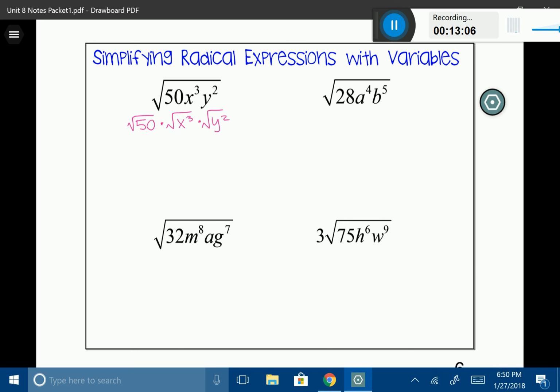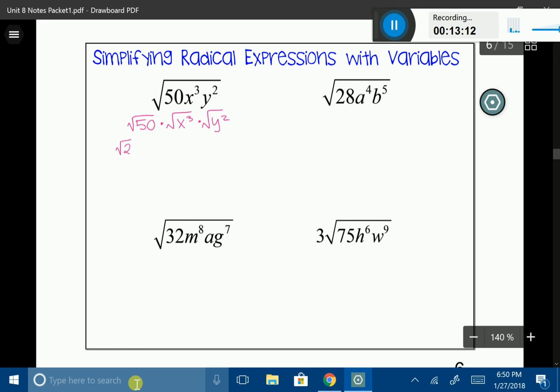Now let's take each piece and treat it separately. So the square root of 50, I know that will break into the square root of 2 and the square root of 25. Great. Now I'm going to keep moving from left to right, just like I'm reading a book. I'm going to go ahead and simplify the square root of x cubed. That's going to be x root x. And then I'm going to simplify the square root of y squared, which is going to be y.